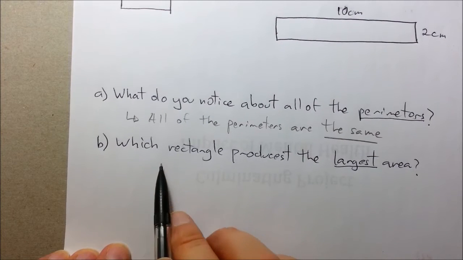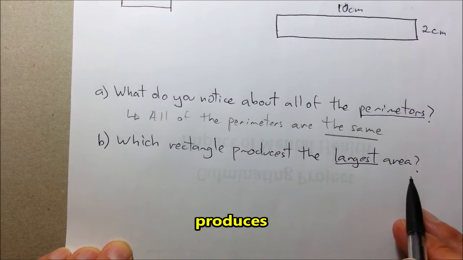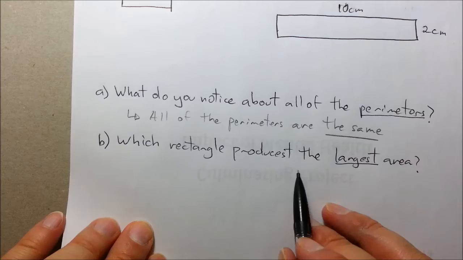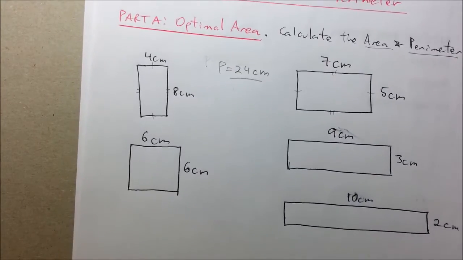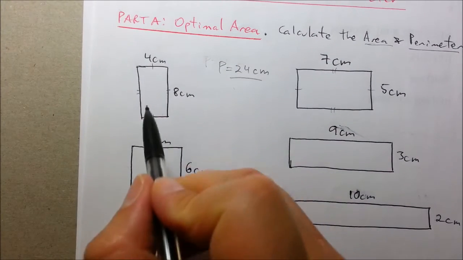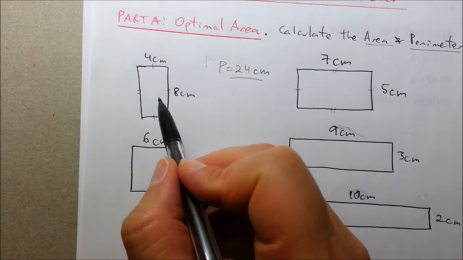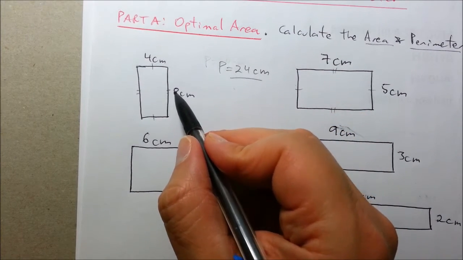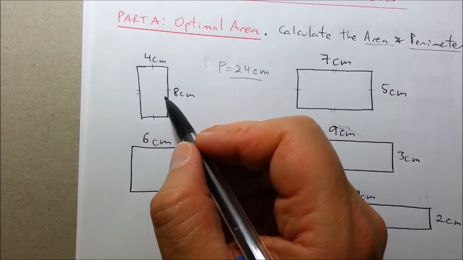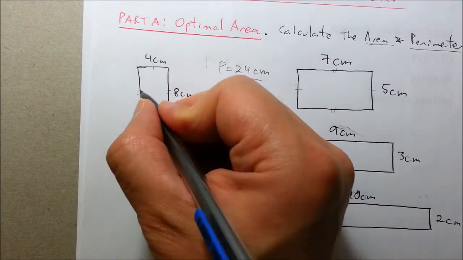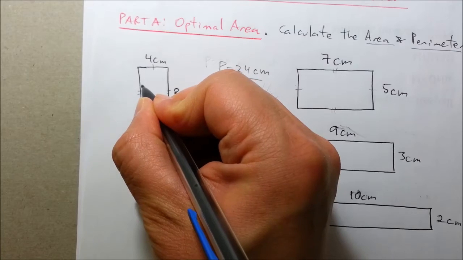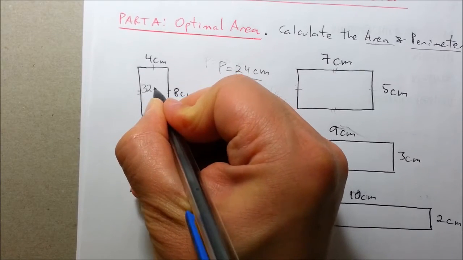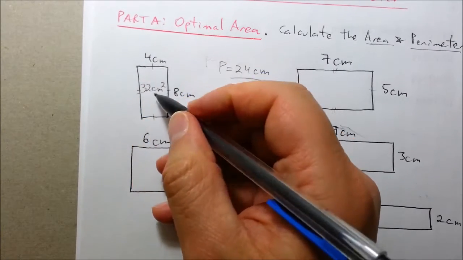Now B says, which rectangle produces the largest area? So let's go back to our rectangles and investigate. The formula for the area of a rectangle is length times width. So what's 8 times 4? Well, 8 times 4 is 32, so it will be 32 centimeters square.